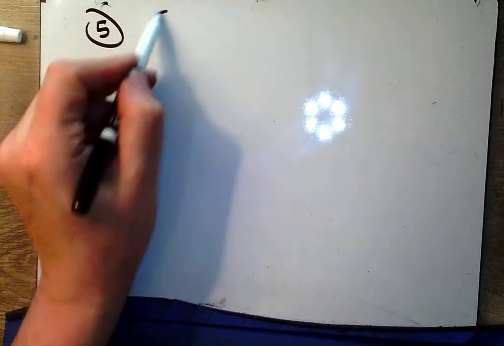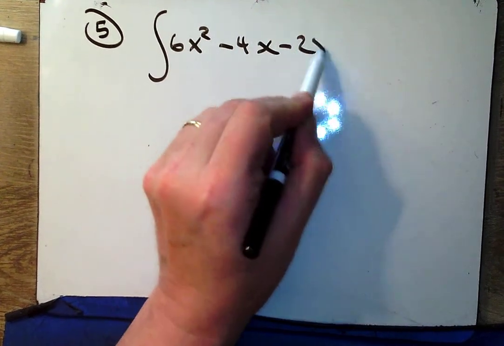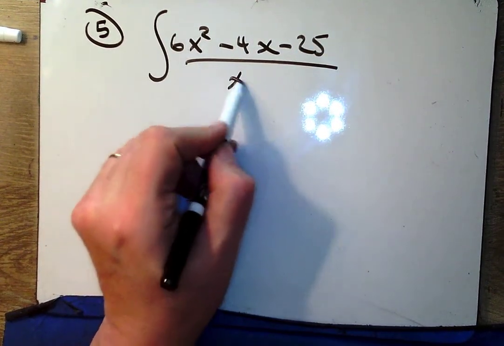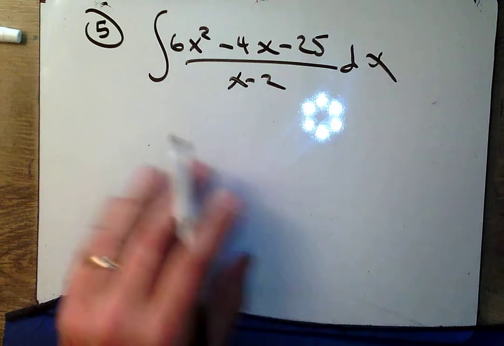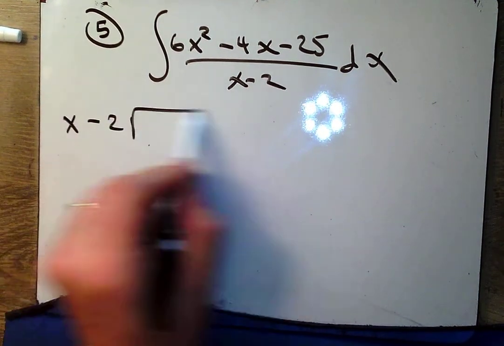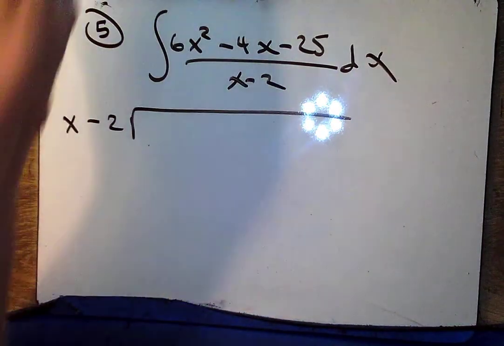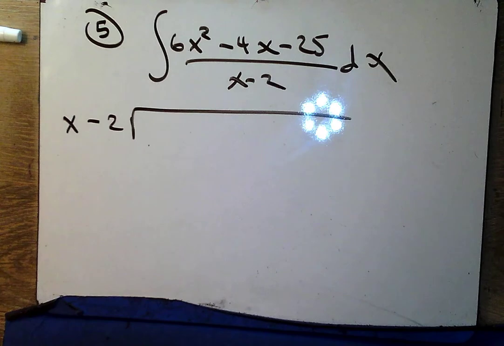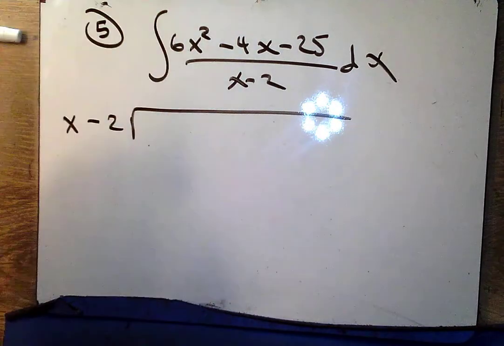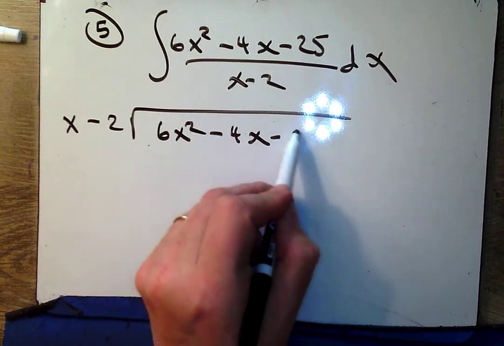5 gives us the integral of 6x squared minus 4x minus 25 over x minus 2 dx. Okay, so let's do some long division. I mean, I'm comfortable doing long division, but if you need to go through and try the other methods and say, Mr. Google, what about this one? Yeah, no. Sorry. 6x squared minus 4x minus 25.